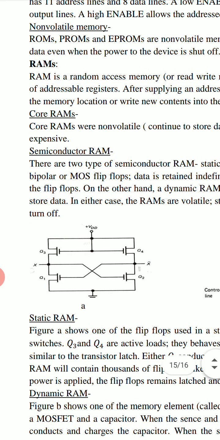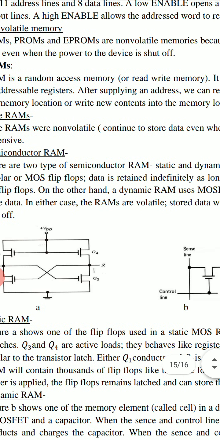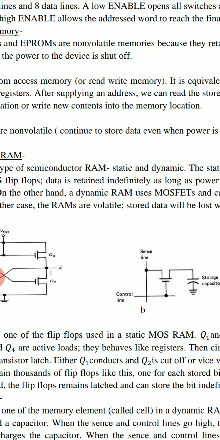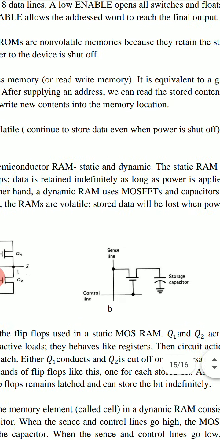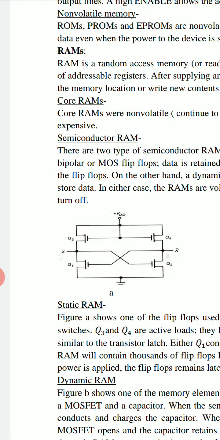Core RAMs were non-volatile. Non-volatile means they can continue to store data even when power is shut off. But these are expensive.